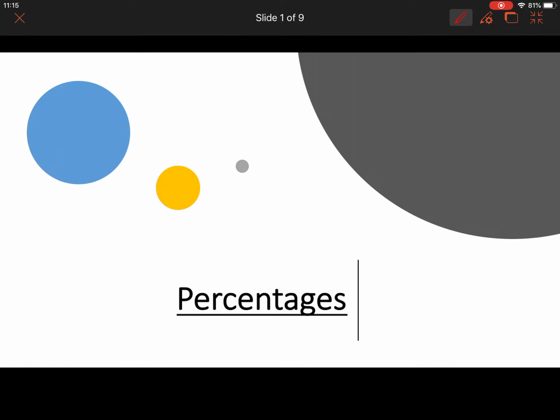Percentages are so helpful. They have so many applications, and I think sometimes that's what makes them a little more difficult to understand.